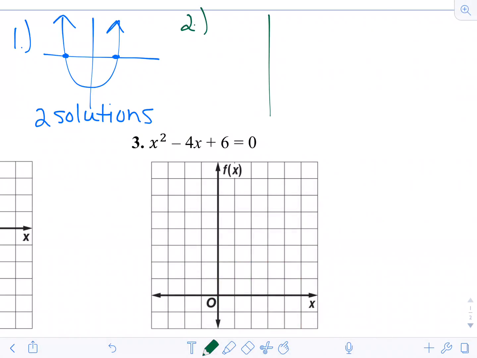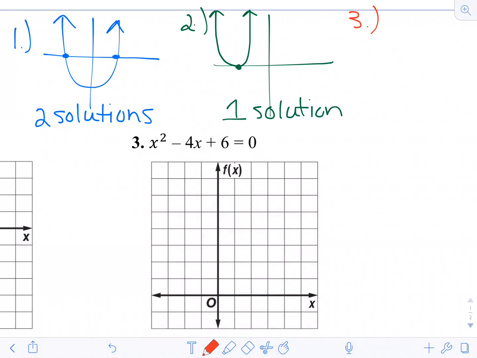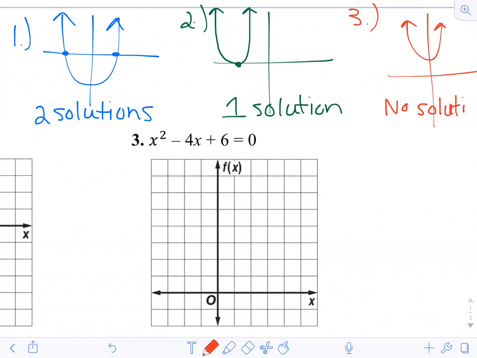Another scenario you would see is when you have a quadratic and it touches the x-axis just once. You would have one solution. And the third situation you would have is when you have a quadratic that never touches the x-axis. So here you would have no solution. I'm kind of out of space, so there's my little n, no solution.